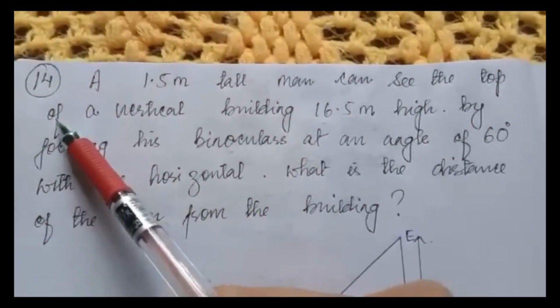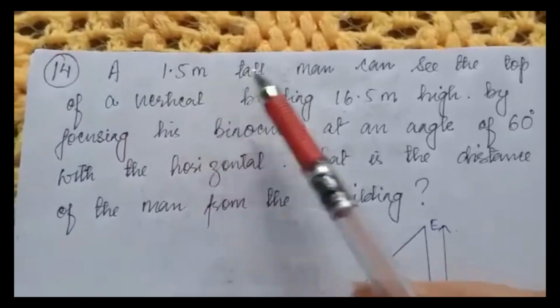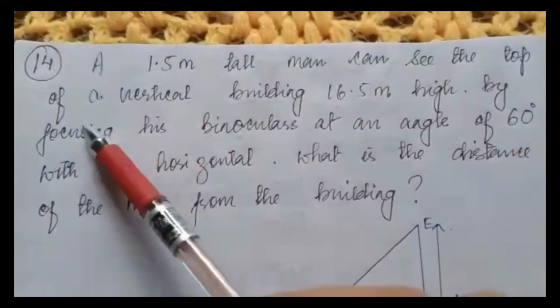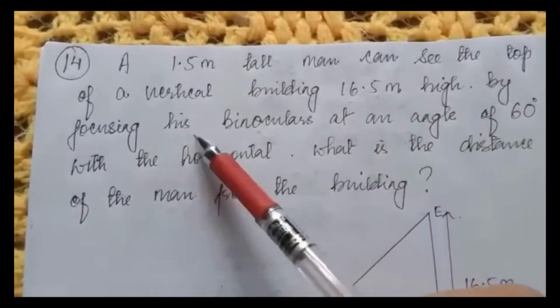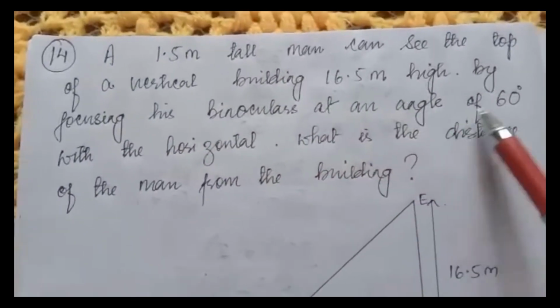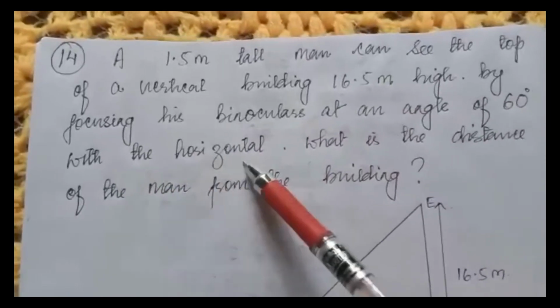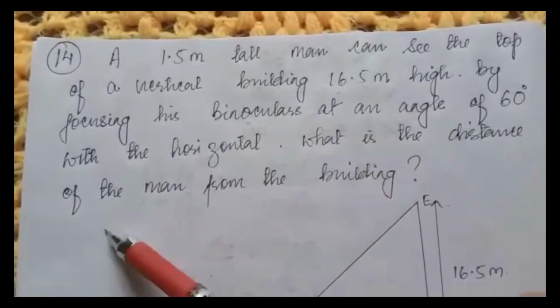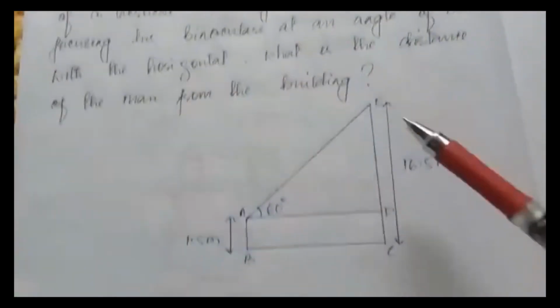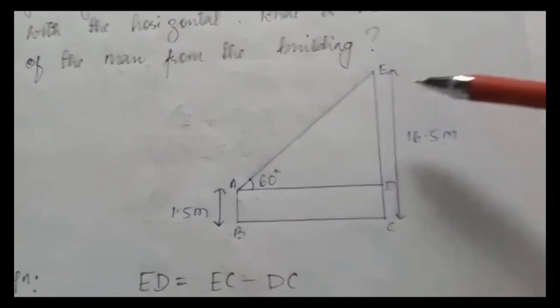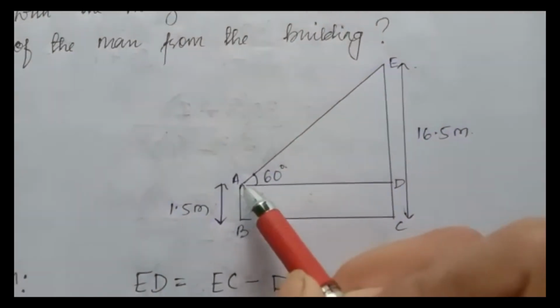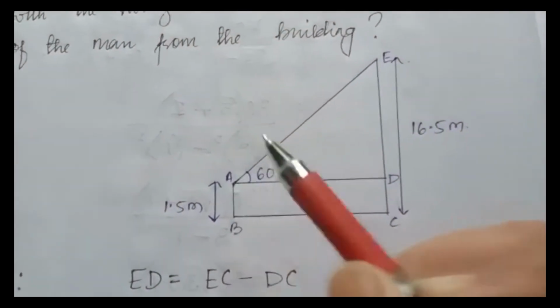Now question number 14. A 1.5 meter tall man can see the top of a vertical building 16.5 meter high by focusing his binoculars at an angle of 60 degree with the horizontal. What is the distance of the man from the building? Your diagram is given. This is the height of that man and this is the building. Here from here he is observing.